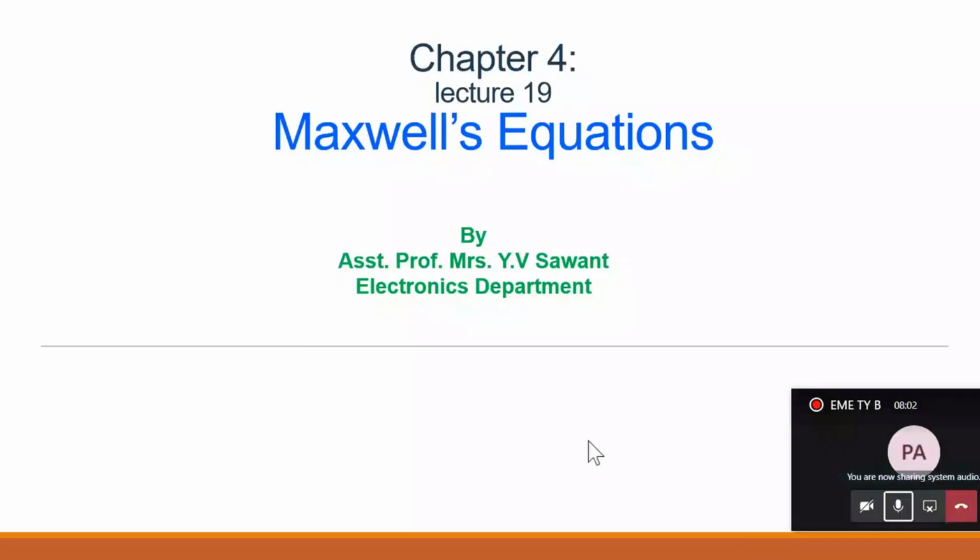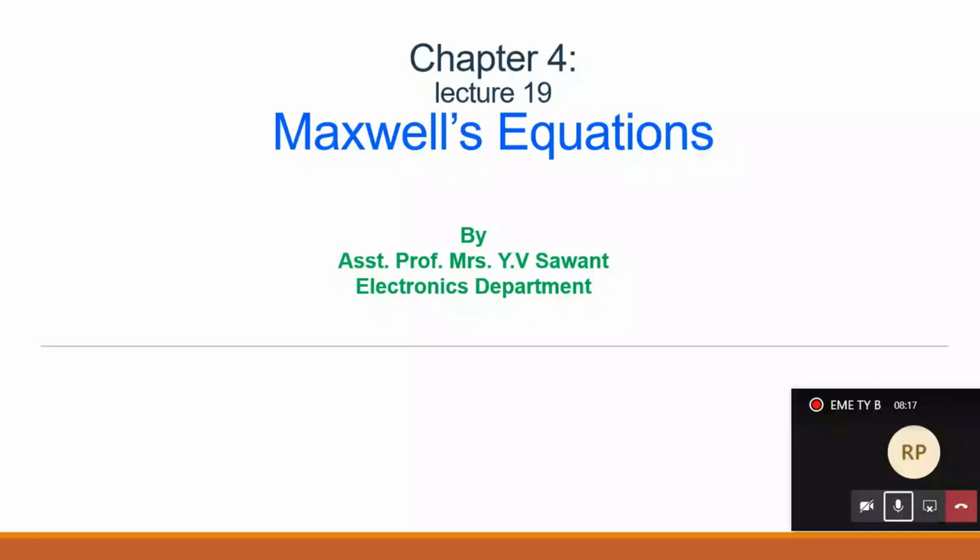So in the previous lecture, I have completed Maxwell's equations for steady fields or steady state. In this lecture, we are going to study Maxwell's equations for time varying fields. Same equations, same concepts we are going to see, but the variation is now with respect to time. So what are the changes in the equations that we are going to learn in this chapter?